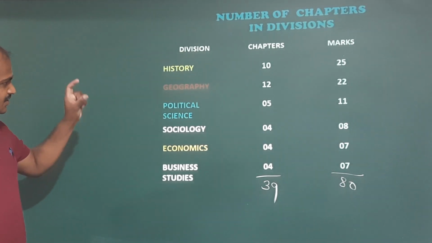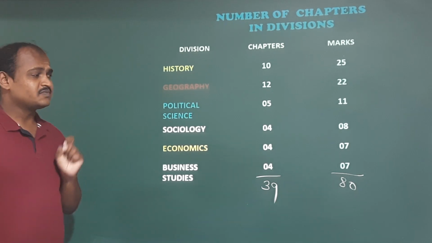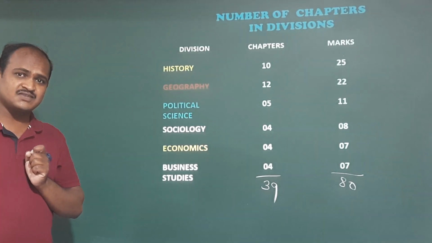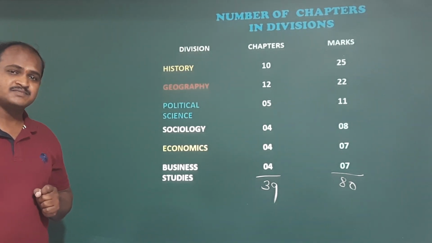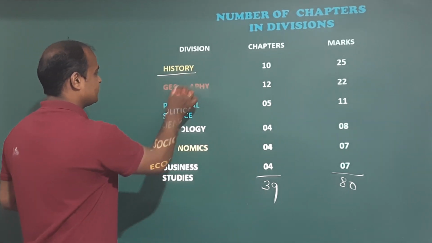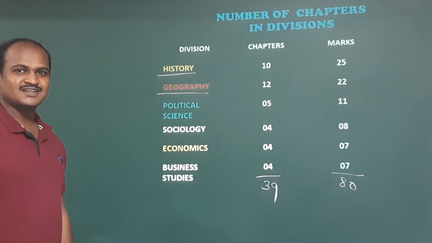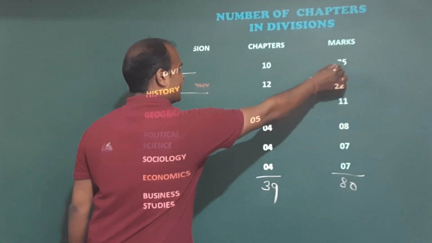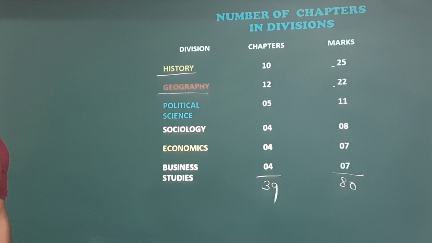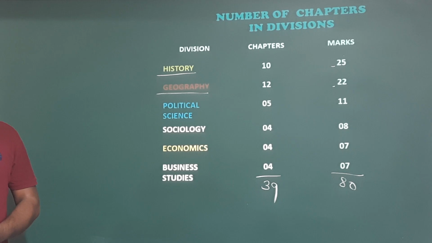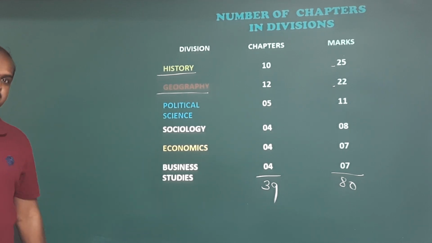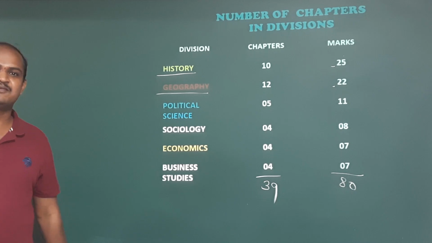See in this list, which sections carry a lot of marks? That is history and geography. History carries 25 marks and geography carries 22 marks. So 25 plus 22 is 47 marks out of 80. You will get it only from history and geography, which means you have to give more focus to history and geography.